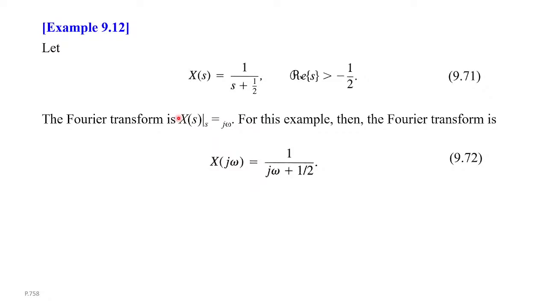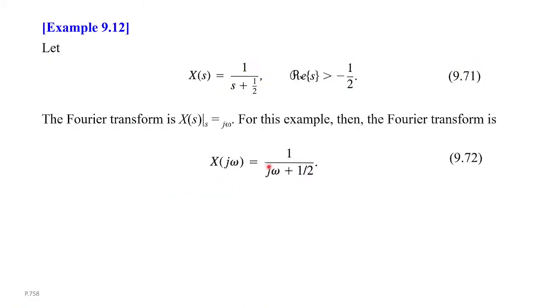So example, if your Laplace transform looks like this: 1 over s plus 1 over 2. So you have a pole at s equal to minus 1 over 2. And the region of convergence is the right hand side, so it will contain the imaginary axis. That's good. And then we can go back to the Fourier transform. So you restrict s back to j omega. Then just change s to j omega, and you get this Fourier transform.